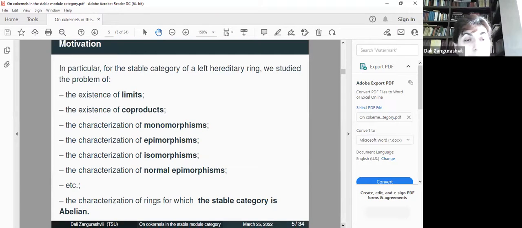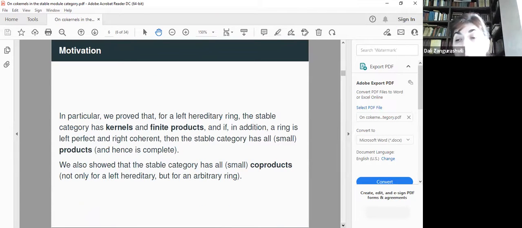In particular, we proved that for a left hereditary ring, the stable category has kernels and finite products. And if in addition a ring is left perfect and right coherent, then the stable category has all small products and hence is complete. As to co-limits, we proved that all small co-products exist for arbitrary ring, not necessarily left hereditary.